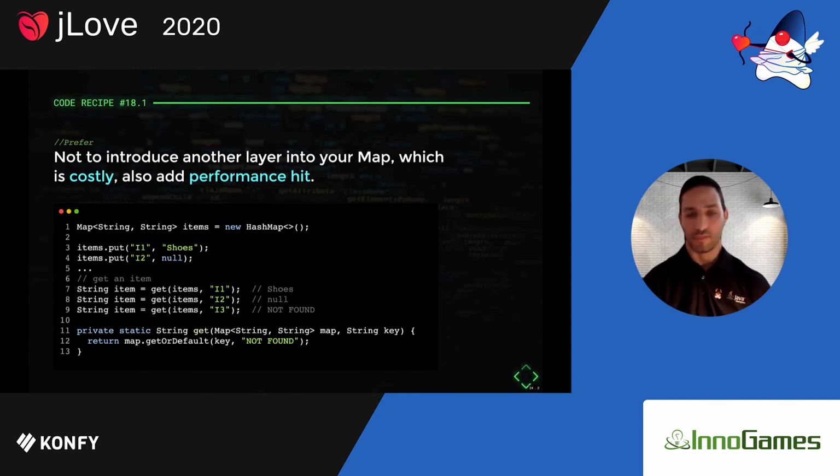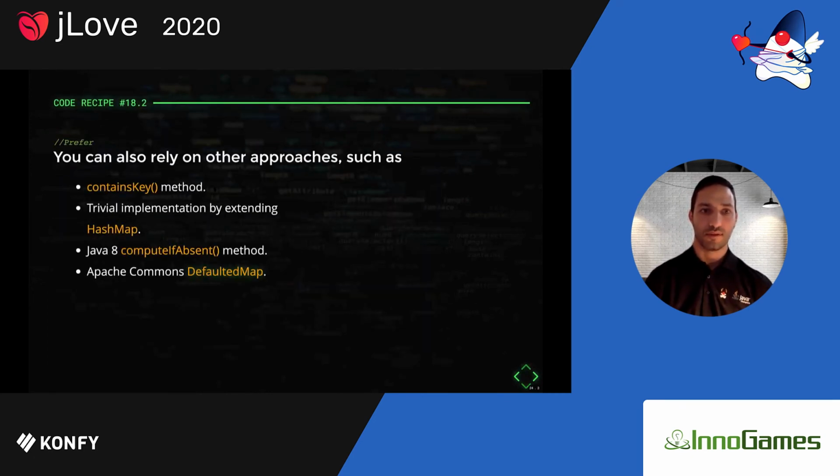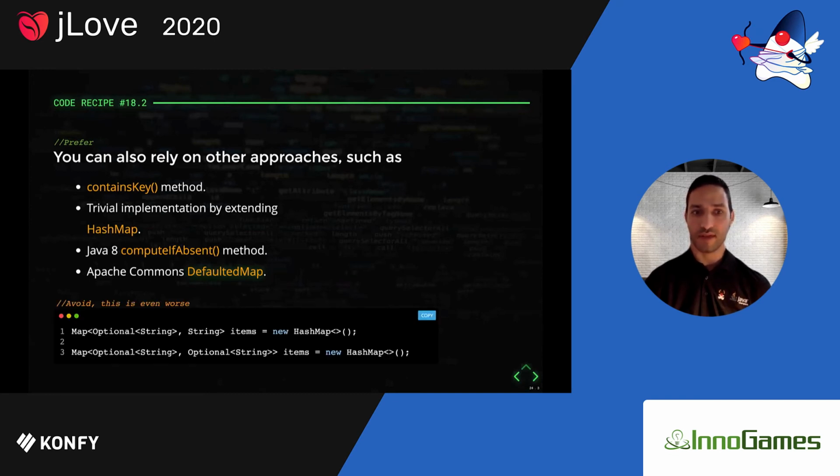So never ever use optional as a value. Also, you can use containsKey, you can use a trivial implementation by extending HashMap, you can also use Java 8 computeIfAbsent, and Apache Commons DefaultedMap. Don't do this ever, ever. I have seen it: a map of optional string and string, so the key will be optional, or optional string and optional string. It's even worse.